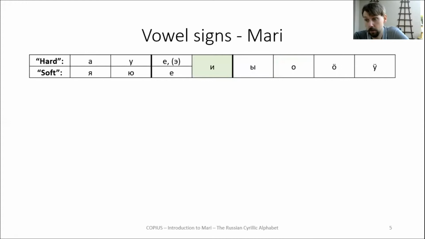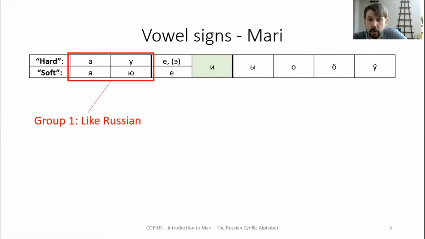If we look at the vowels in Mari, we can basically distinguish three groups as regards the orthographic realization. We have the, let's call it the Russian group of A and U, where the Russian logic was adopted 100% and everything works just like in Russian. If you know the Russian system, you know what to do here.